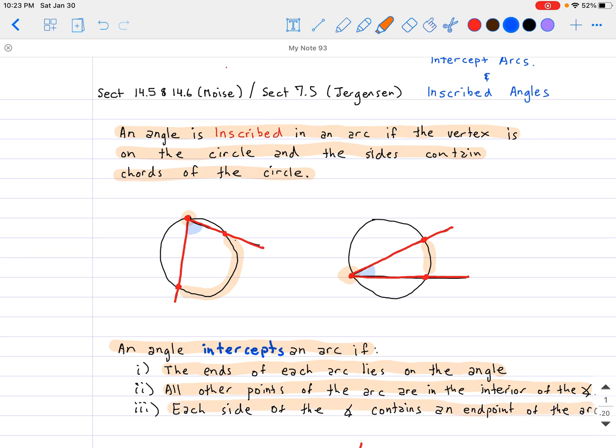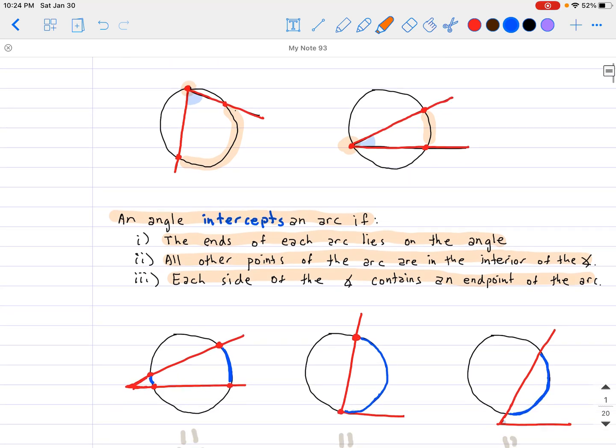So in both of those scenarios, the angle is considered to be intercepting the arc because the arc is inside the angle itself, and all the points are in there. And notice that the endpoints are actually on the sides of the angle. So here underneath, you can see a few more examples.